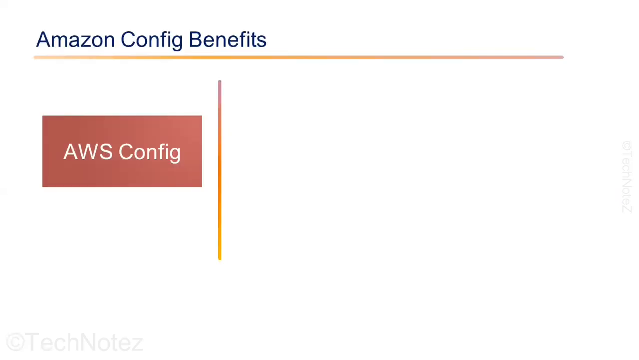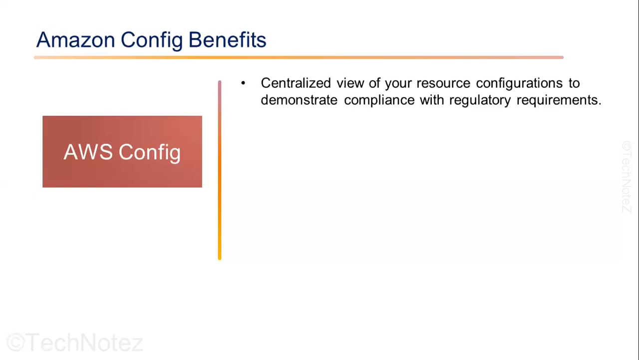AWS Config makes it easier to track your resource configuration without the need for upfront investment, and avoids the complexity of installing and updating agents for data collection or maintaining large databases. AWS Config provides a range of features, such as simplified compliance auditing.